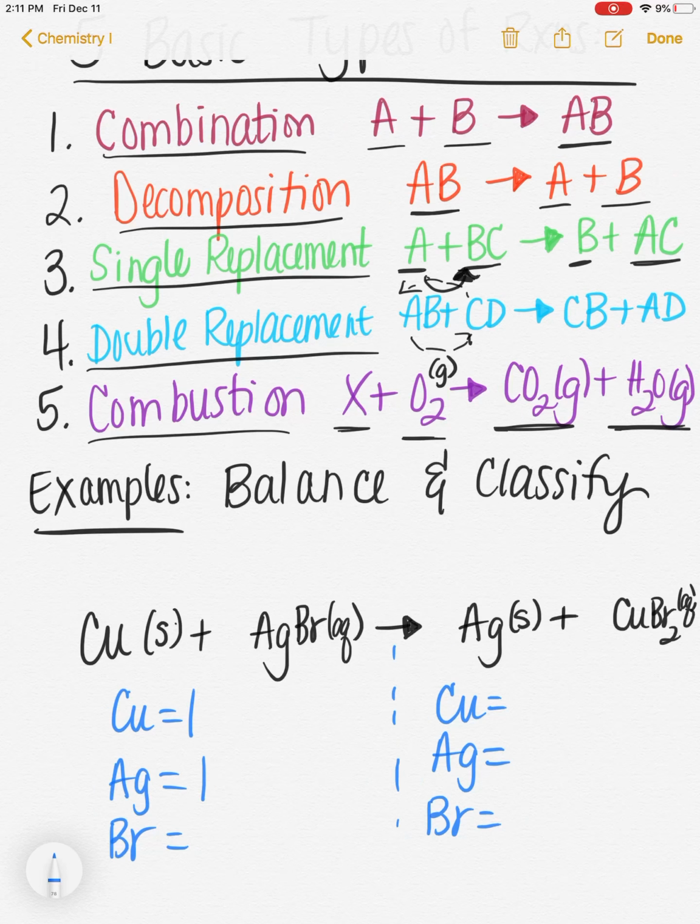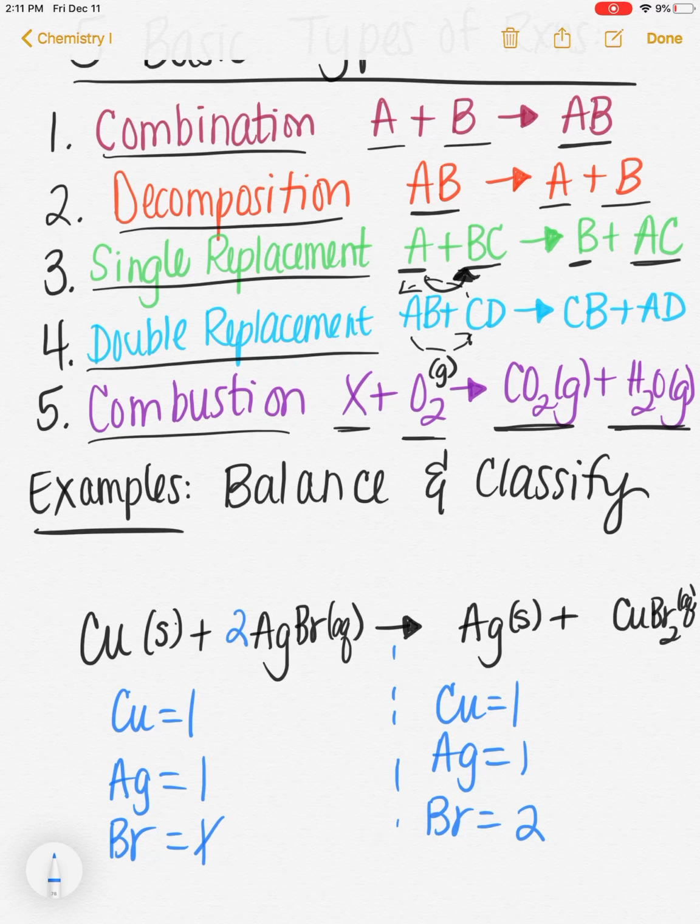Then I'm going to write those exact same elements in the same order on the right side so that I can compare and keep track. So on the left side, I had 1 copper and 1 silver, 1 bromine. On the right side, I had 1 copper. It's only 1 copper. The 2 is right next to the bromine, so it only applies to the bromine. And then there is 1 silver. All right, so this is not balanced right now. I have 2 bromines on the right and 1 on the left.